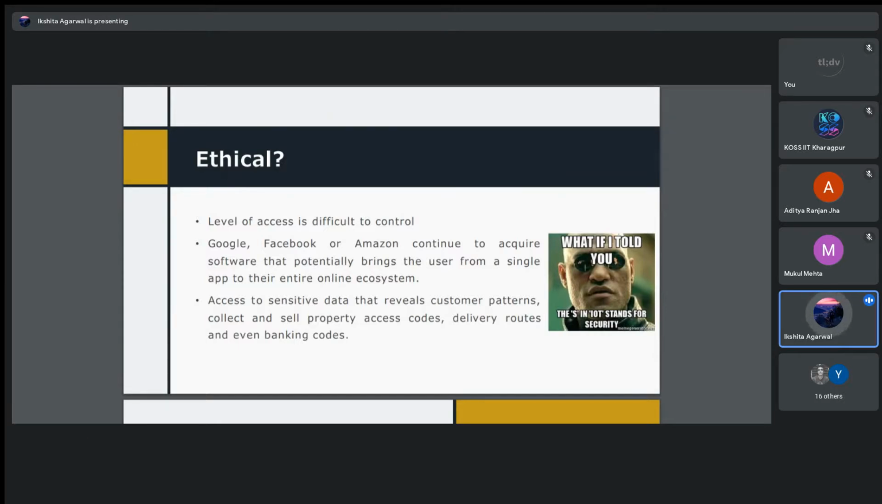The IoB is up against the challenge of how data is collected, stored and used. Its level of access is difficult to control, and companies like Google, Facebook, and Amazon continue to acquire software that potentially brings the user from a single app to their entire online ecosystem. So this presents significant legal and security risks to privacy. And not only that, this behavioral data can allow cyber criminals to access sensitive data that reveals human patterns, access codes, and even bank codes.